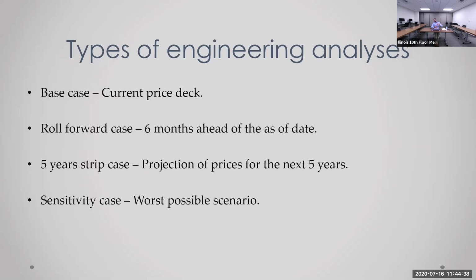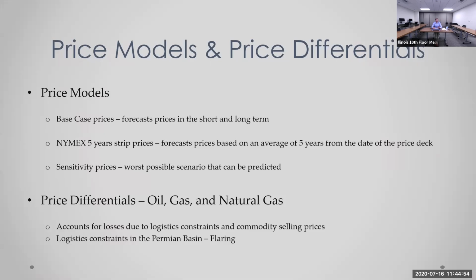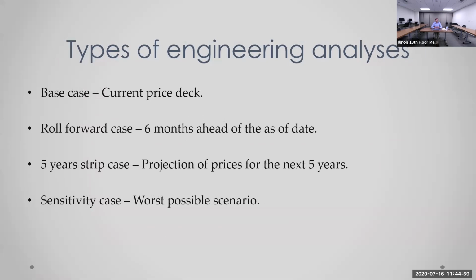Now, the different types of engineering analyses, again, we touched base a little bit on base case prices, right? So if I go back here, base case prices, NYMEX 5-year strip prices, and sensitivity prices. The base case prices are an engineering analysis done with a current price tag, right? The roll forward case is 6 months ahead of the as of date. So if I'm doing the analysis as of August 1st, 6 months from that, so February 1st of 2021, if I run everything 6 months from now, how much cash flow am I expected to see? So that's a roll forward case. 5-year strip case, again, projections of prices for the next 5 years using the NYMEX 5-year strip. Sensitivity case, again, worst possible scenario.